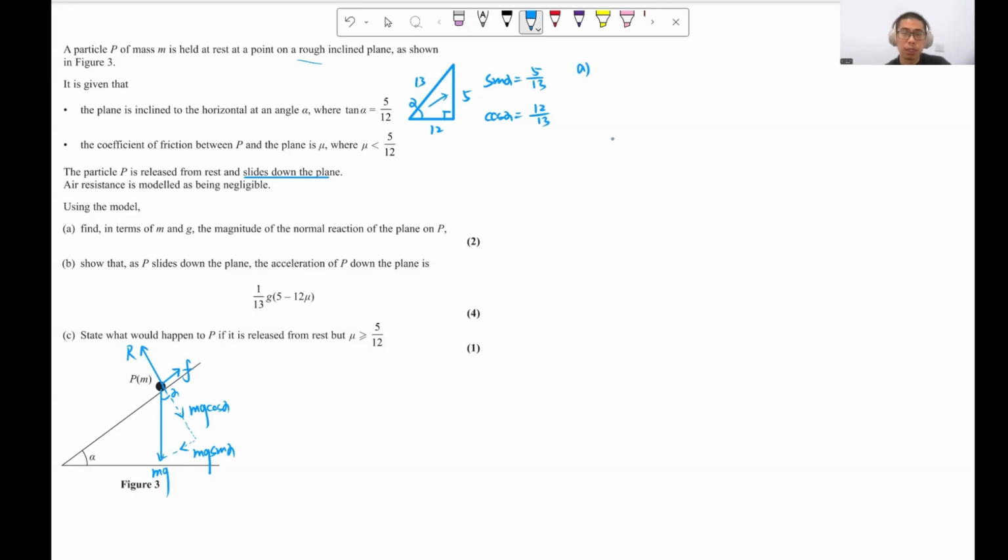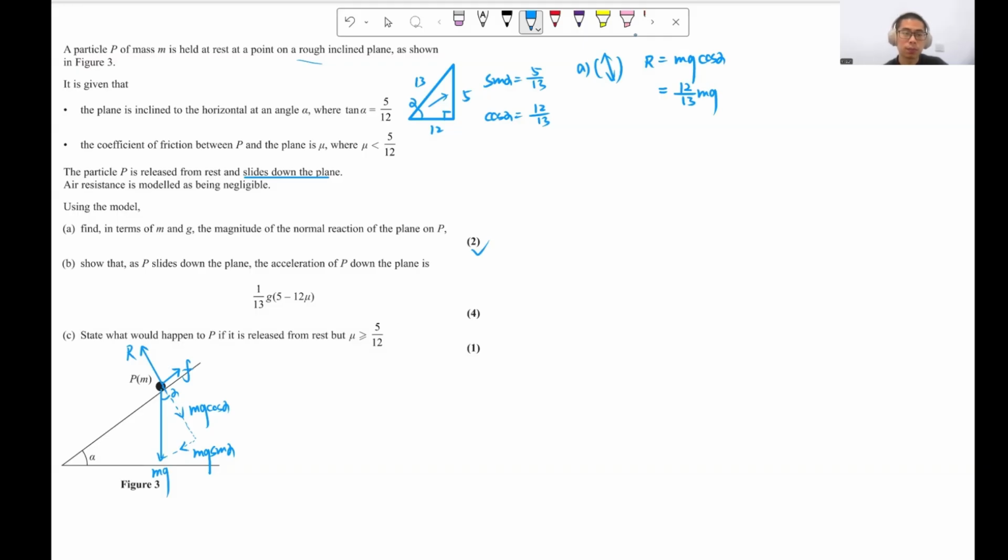So in part A, if we look at the force which is perpendicular to the plane, because the particle only moves parallel to the slope, that means the one perpendicular to the slope has to be in equilibrium. So up has to be equal to down. So R has to be equal to mg cos alpha, because those are the only two forces perpendicular to the slope. R goes up, and mg cos alpha goes down. And we know cos alpha is 12/13, so we just have 12/13 mg. And that'll be the answer for part A.